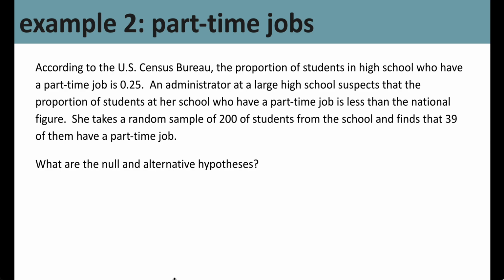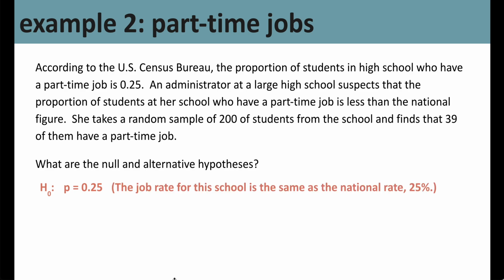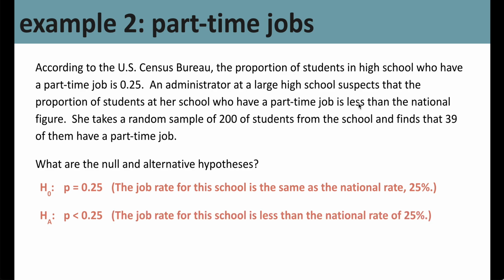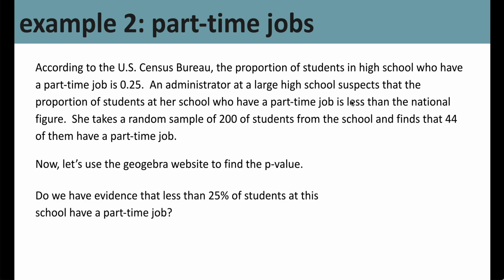Your null would be that everything's the same, that her school is the same as the entire United States, which would be that P equals 0.25. In other words, the job rate for her school is the same as the national rate, 25%. The alternate is what she thinks might be true or what she's trying to test, and she thinks that the proportion of students at her school who have a part-time job is less than the national figure. So she thinks that P is less than 0.25. In other words, she thinks that the job rate for her school is less than the national rate of 25%. So next would be to find our p-value.